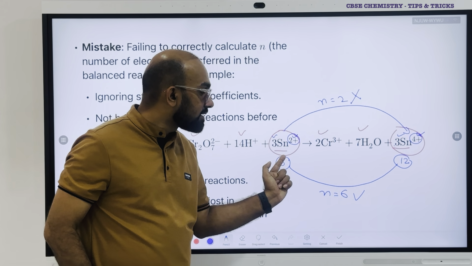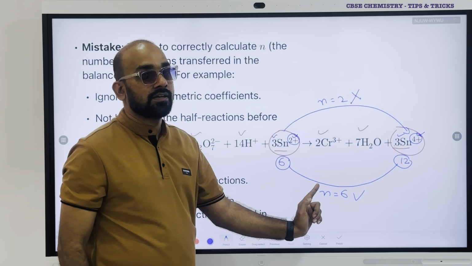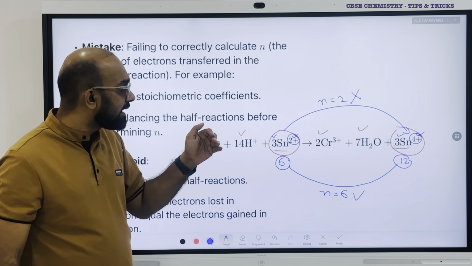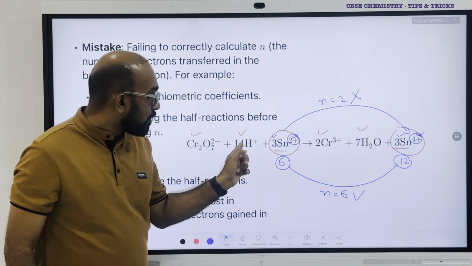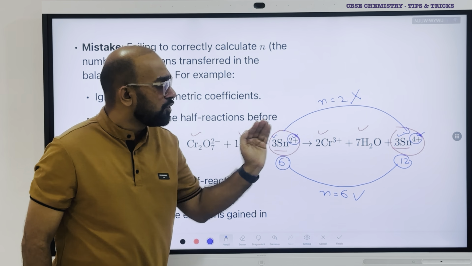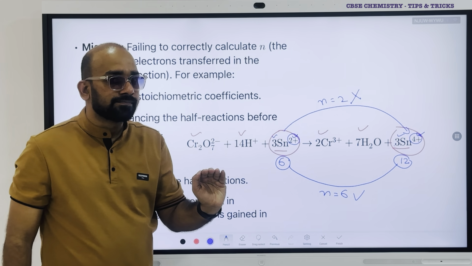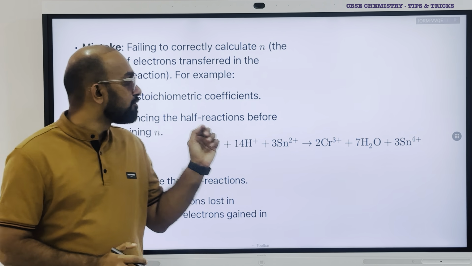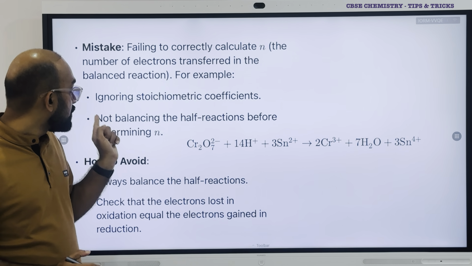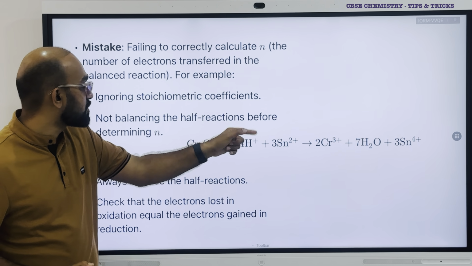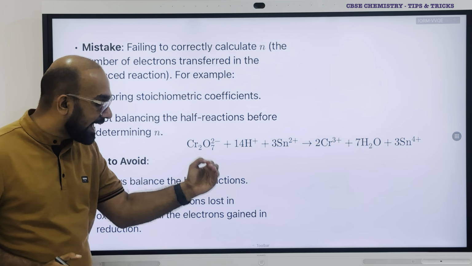Okay, you have to consider the stoichiometric coefficient. Same pattern, you can find the n value from chromium or from hydrogen. Okay, you will be getting exactly the same 6 only. The second possible reason for a wrong value of n is not balancing the half reaction before determining n.